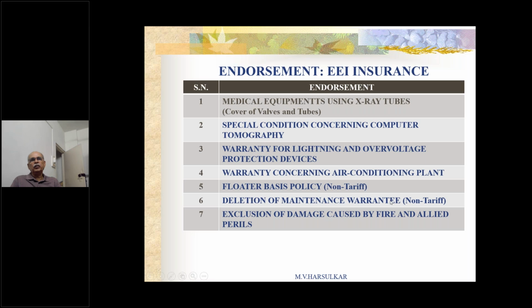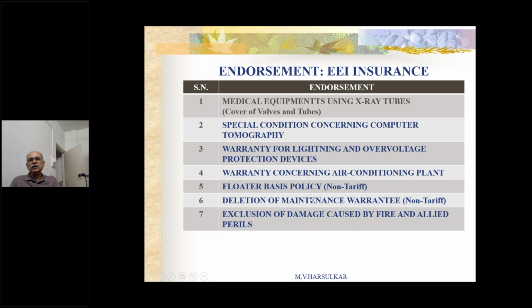Then electronic equipment policy. Now this endorsement: medical equipment, X-ray, CT scanner, lightning and over voltage, warranty concerning air conditioning. These four are given by the TSC. The endorsement wording for these four is given by the TSC. Floater basis: the tariff is saying that a floater policy can be given, but they have not given the wording.